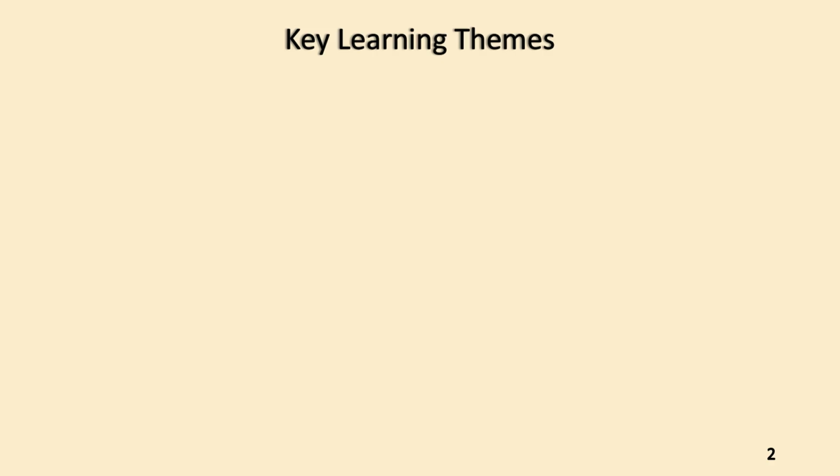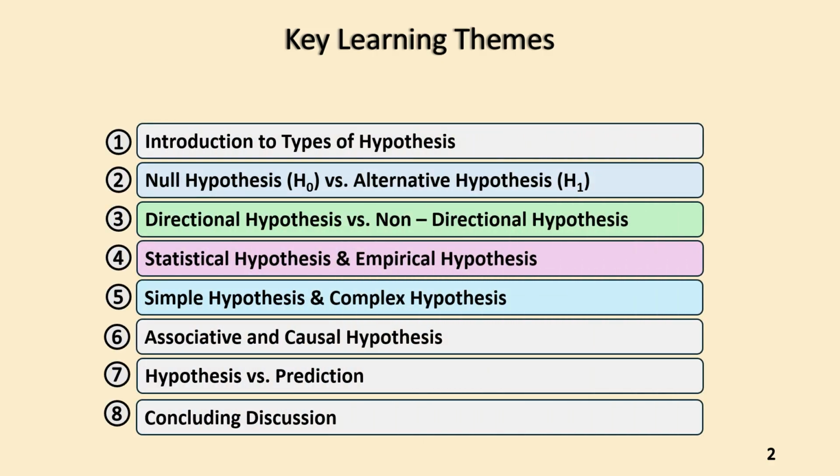So let us begin and discuss key learning themes for today's lecture. First is introduction to types of hypothesis, null hypothesis versus alternative hypothesis, directional hypothesis versus non-directional hypothesis, statistical hypothesis and empirical hypothesis, simple hypothesis and complex hypothesis, associative and causal hypothesis, hypothesis versus prediction, and lastly concluding discussion. So we'll discuss this one by one. So let us begin.